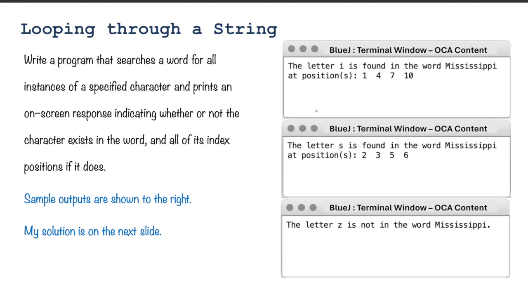So if we're looking for the letter I in the word Mississippi, it should return 1, 4, 7, and 10, because that's where the I's exist. If we're looking for the S in Mississippi, it should return 2, 3, 5, and 6, because that's where the S's exist. And if we're looking for the letter Z, it should say the letter Z is not in the word Mississippi. Pause here, write your program, see if you can accomplish this, and then when you unpause, my solution is going to be shown on the next slide.